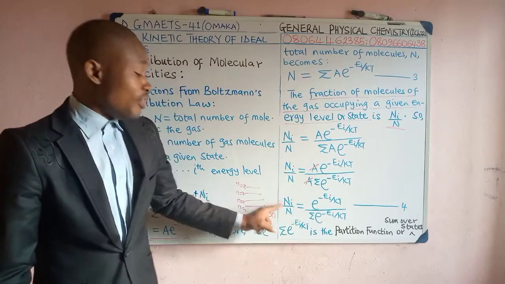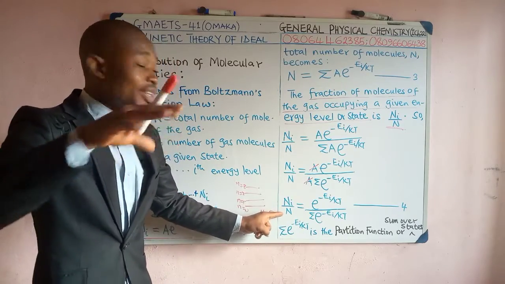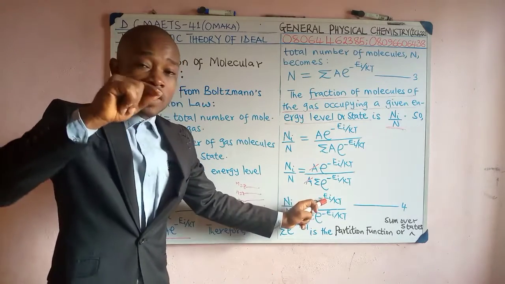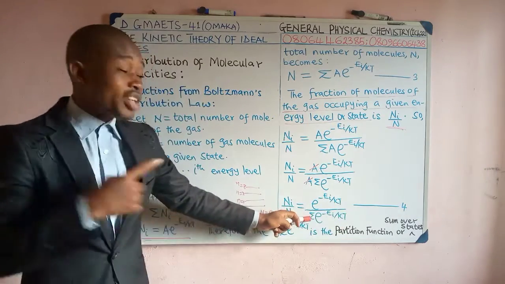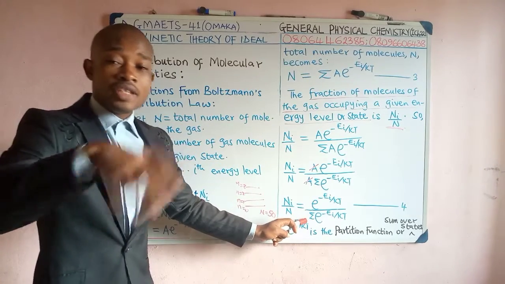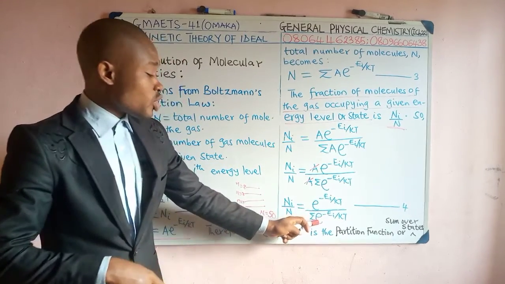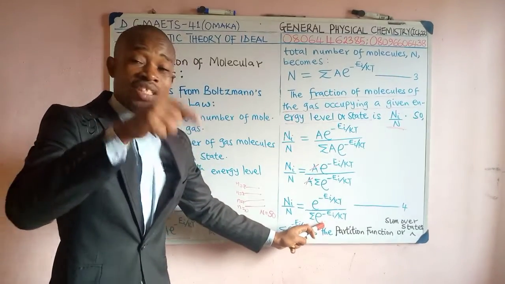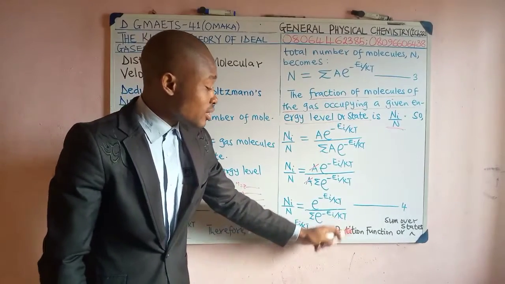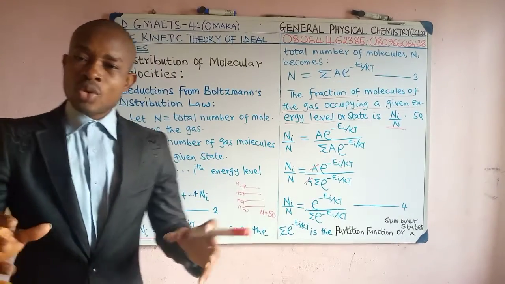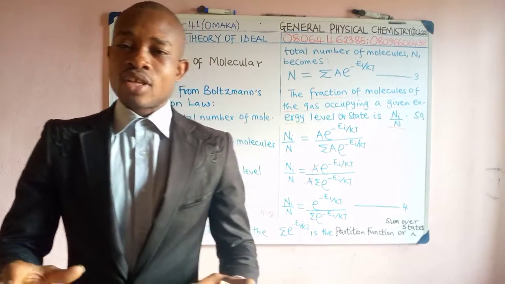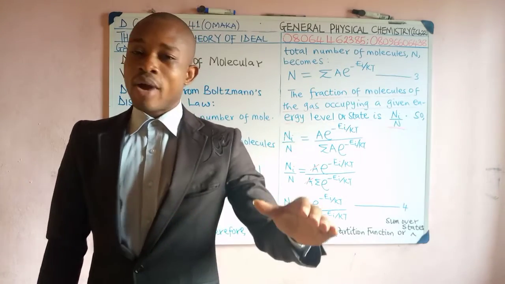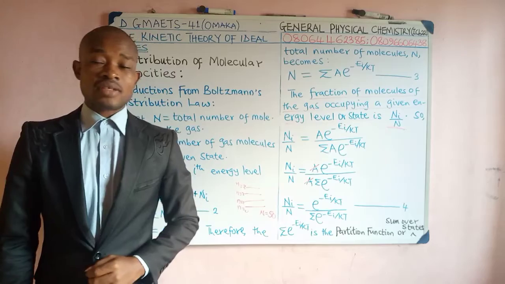Look at that. The fraction of molecules occupying any given state will now be equal to the negative exponent of the energy of that state divided by kT, all over the summation of the negative exponent of the energy value of any given state divided by Boltzmann's constant times absolute temperature. Equation 4 gives us the value of the fraction of molecules occupying any energy level or energy state in a given gas system.